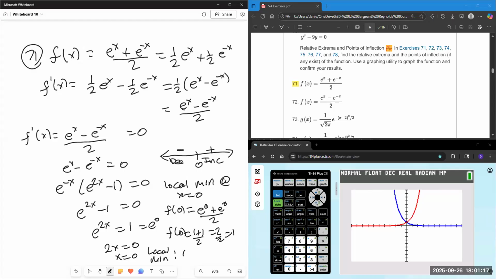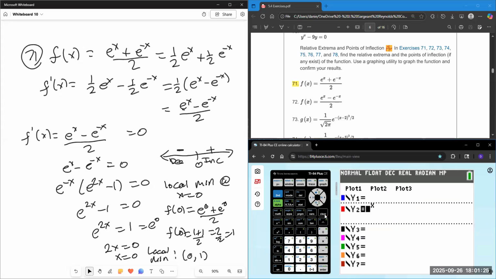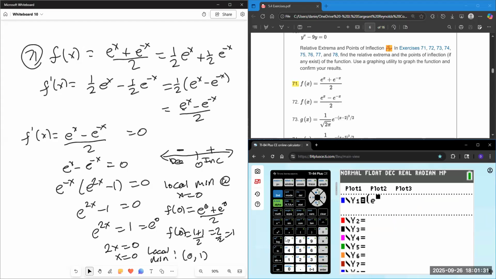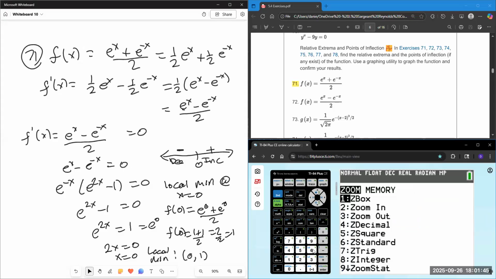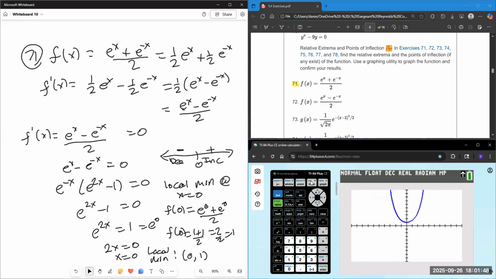at 0, 1. Let's show you that function so that you can see that there is a local min at 0, 1. So that's e to the x plus e to the negative x divided by 2, and zoom 6, and second calc minimum here to the left and there to the right.